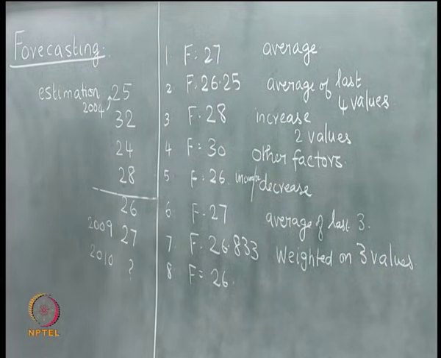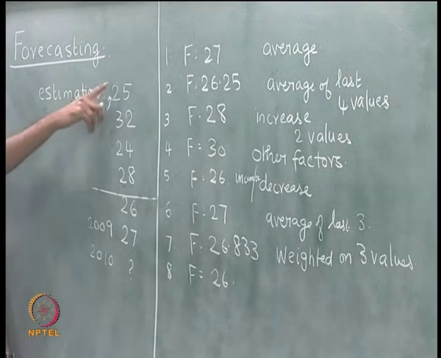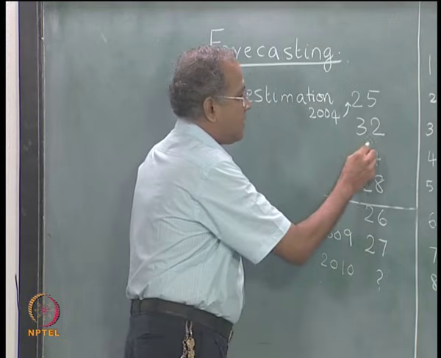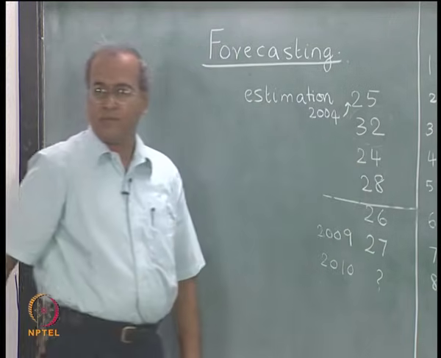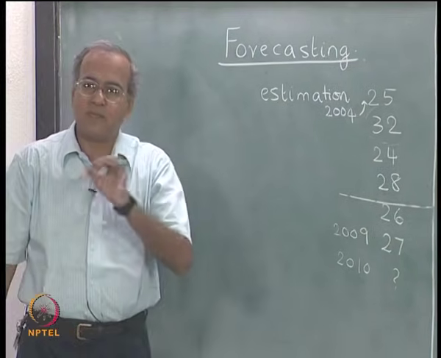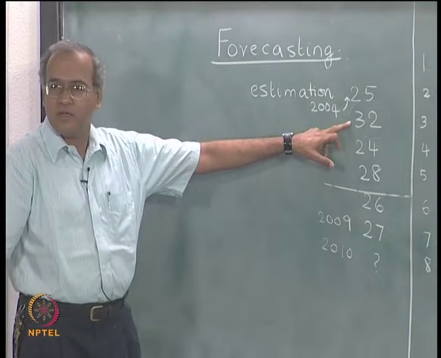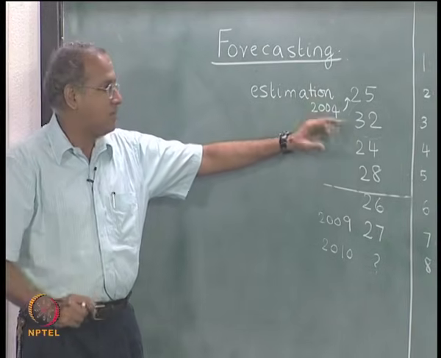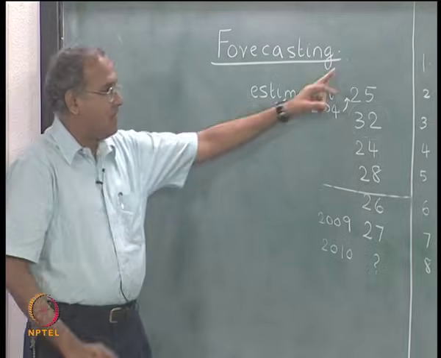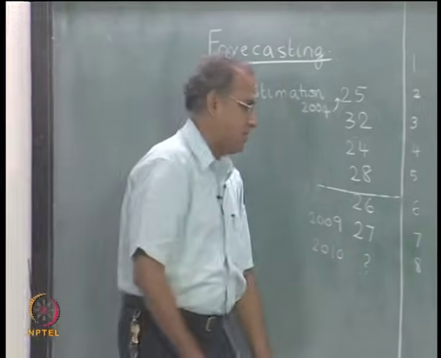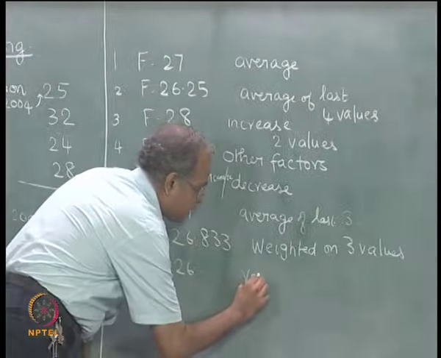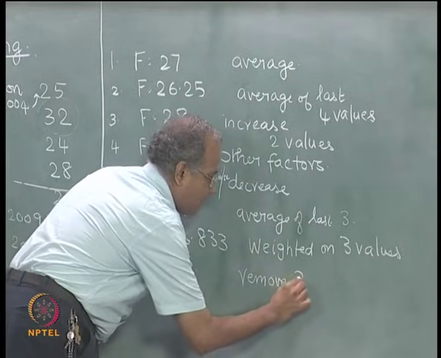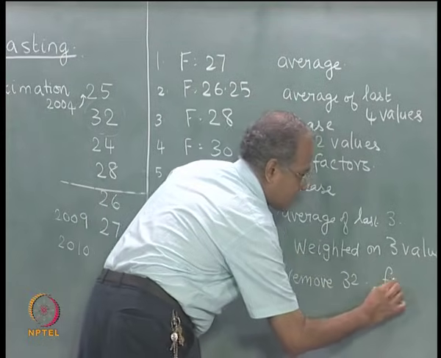The last person who gave value equal to 26 felt that if you look at all these values, 32 seems to be an outlier and there could have been some assignable reason for this 32, which looks like a spike. So, the person took away this 32 and then found the average for the rest of them. So, this is remove 32 and find the average.